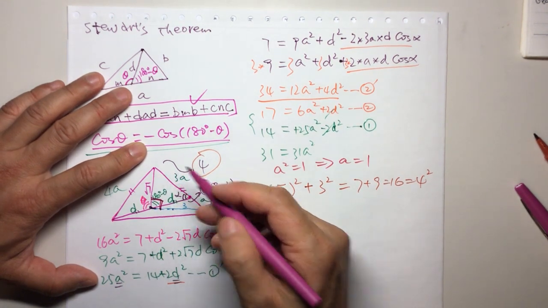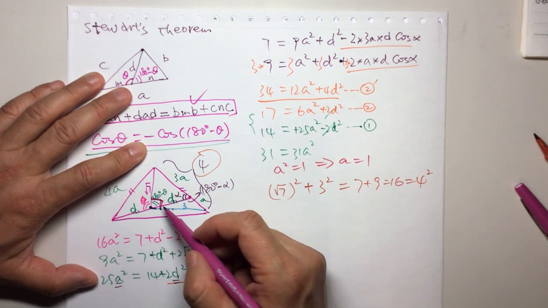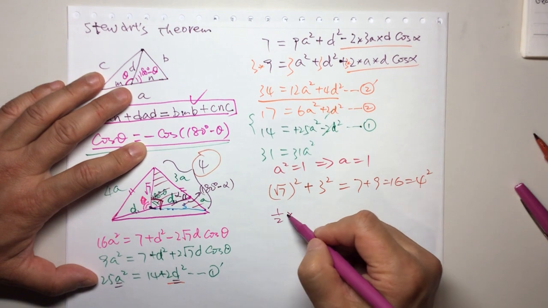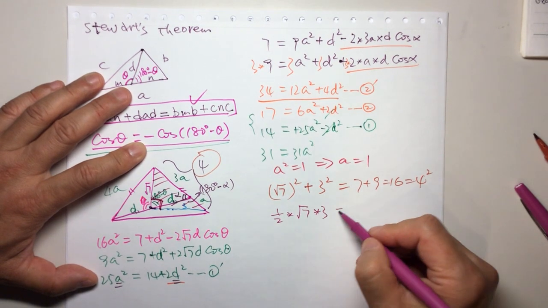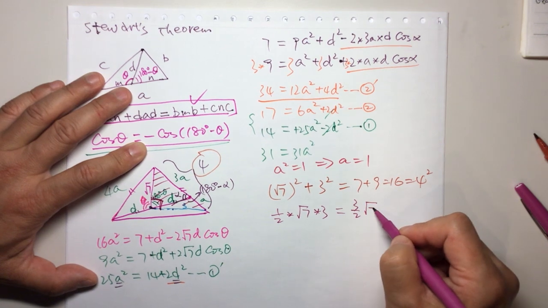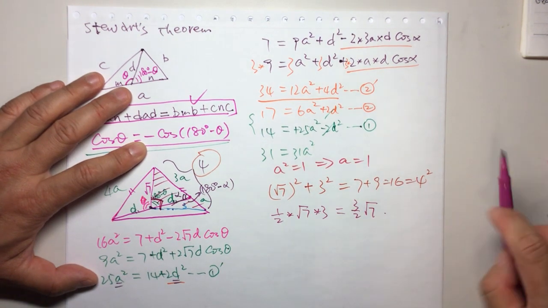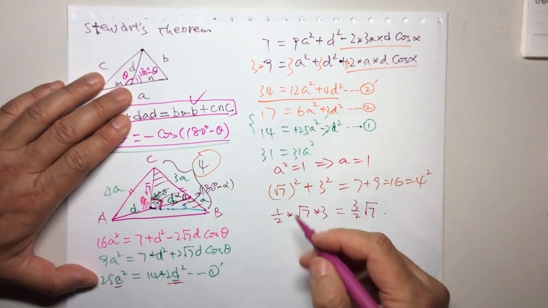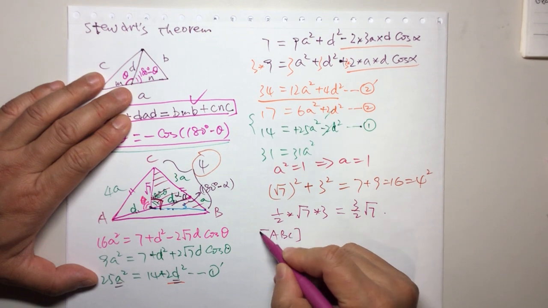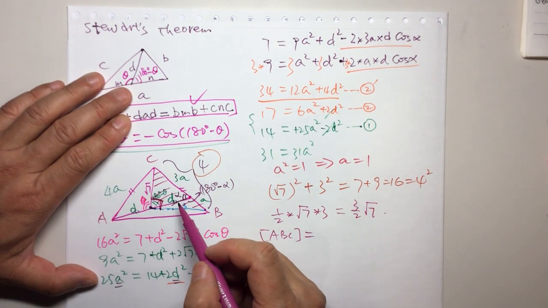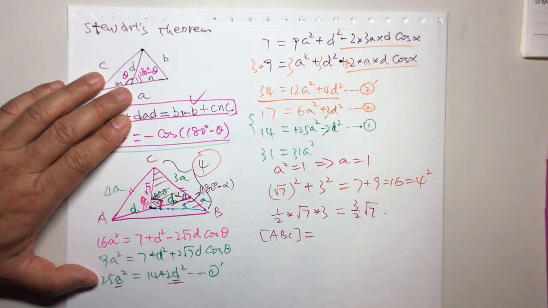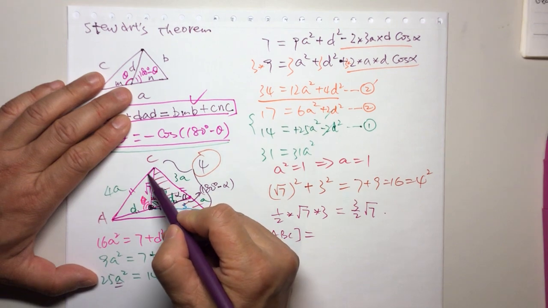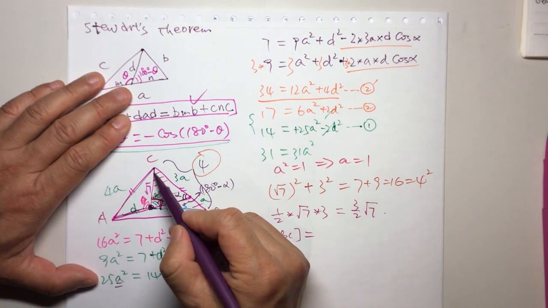So this is a right triangle, and we can easily get the area of this part. Right? 1/2 times square root of 7 times 3. That's 3 over 2 square root of 7. And the total area of the triangle ABC, that's A, that's B, that's C, is 2 times this part, because this is a midpoint. This is a midpoint. This is a midpoint. So they have the same base and the same height.